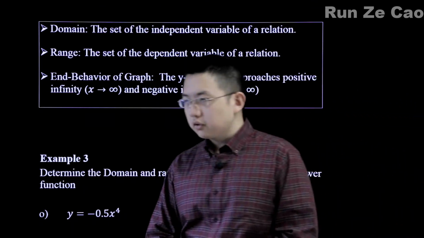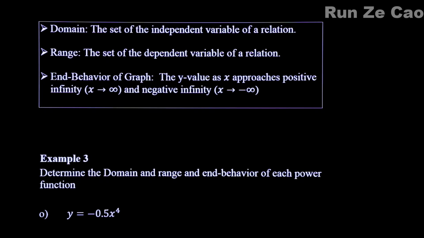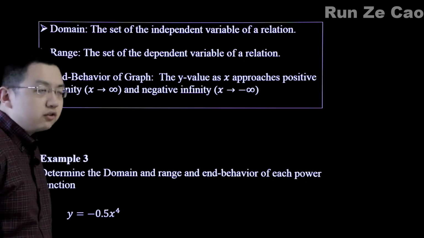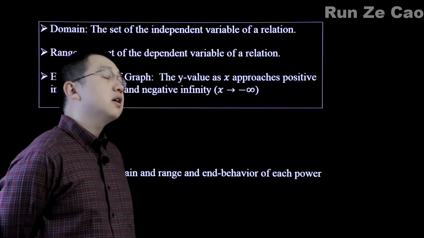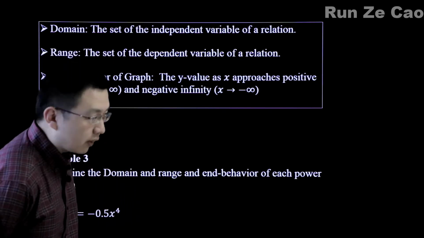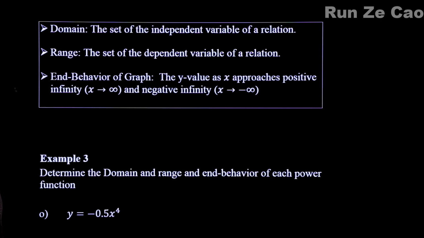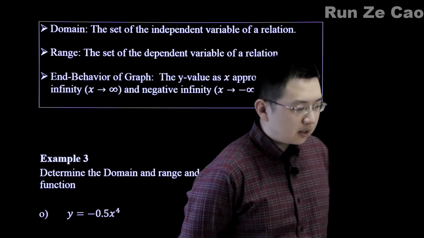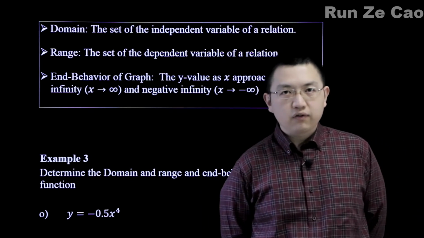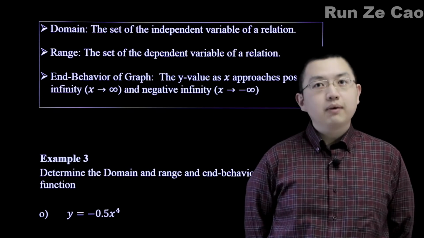So, in review, domain is the set of the independent variable of a relation. Range is a set of the dependent variable of a relation. Note that we said relation instead of function. But these concepts apply exactly the same way to functions, because functions are a type of relation. The end behavior of a graph is the y value as x approaches positive infinity and as it approaches negative infinity. Now the end behavior may be the same or it may diverge.